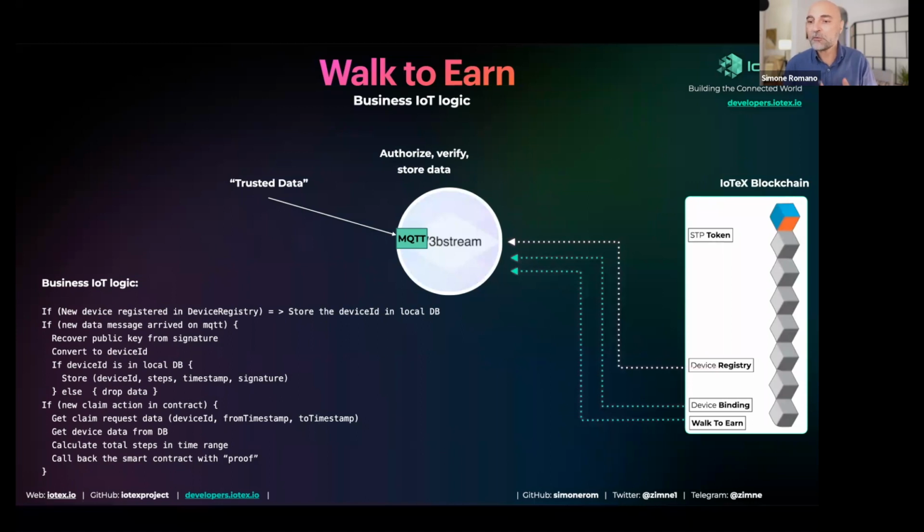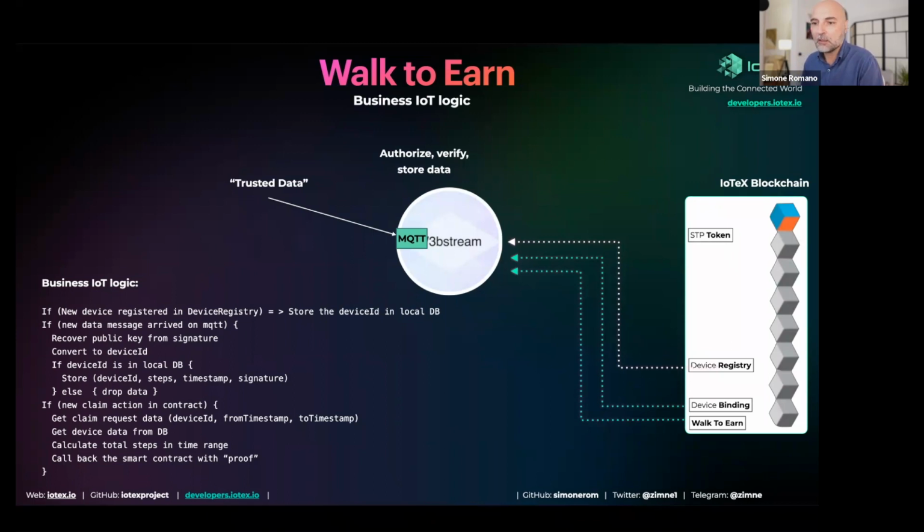The reason why we monitor the device registry contract is because we want to somehow mirror the list of manufactured devices, so the list of authorized devices, in a local database in WebStream, to make it more efficient to validate data without having to query the blockchain. However, you could very well query the blockchain upon every data message that you receive. It's just a matter of design and efficiency and a decision on how to implement it.